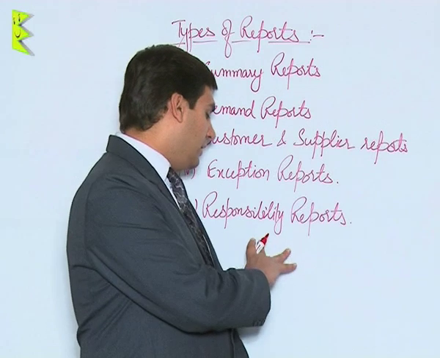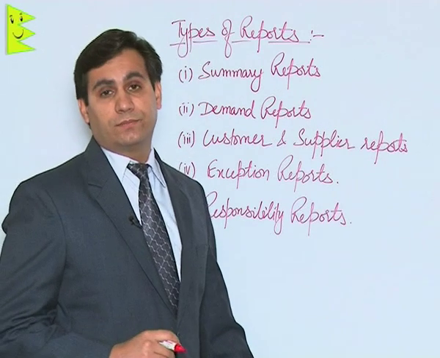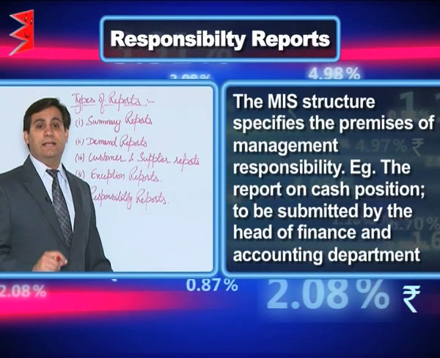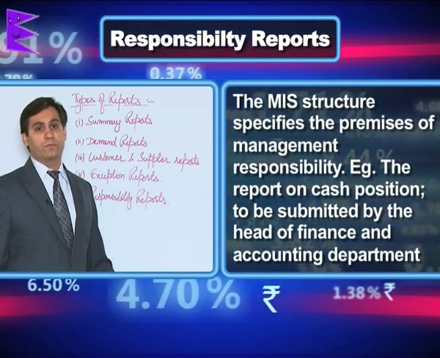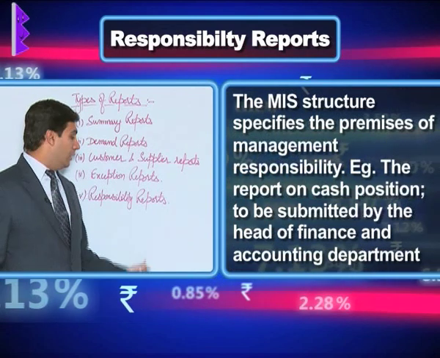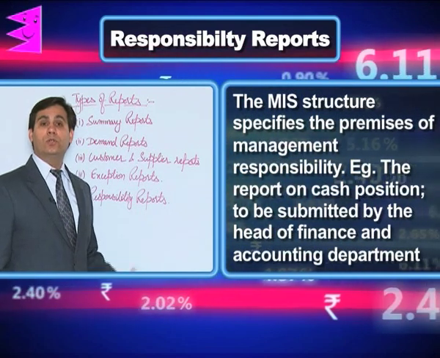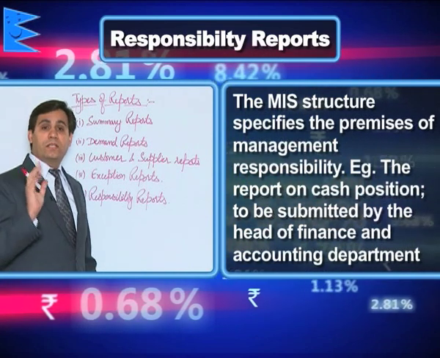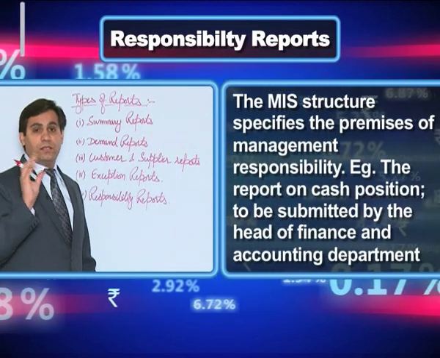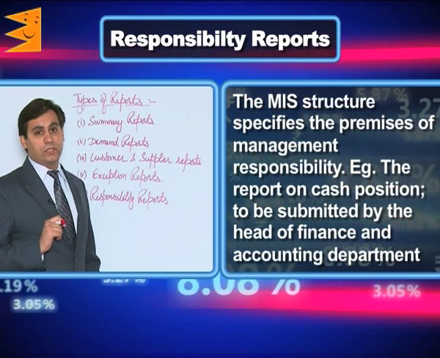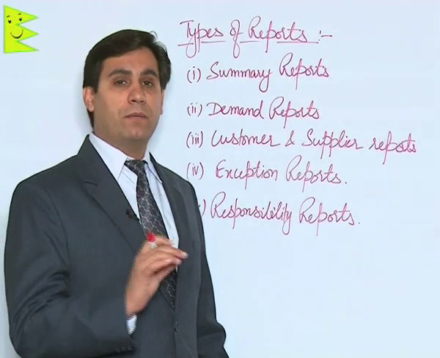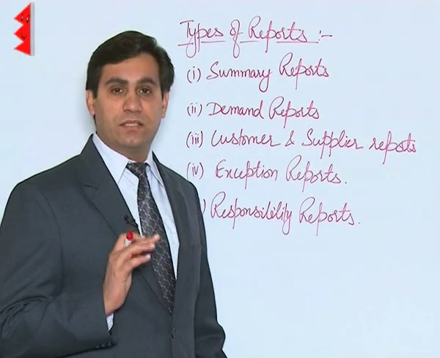Then students, lastly we have responsibility reports. Remember, management information system creates and assigns certain centers as responsibility centers. Their reports are submitted to their heads. Like for example, cash, right? Cash is a very important asset for the business. We all know cash flows form the backbone of any company's business.